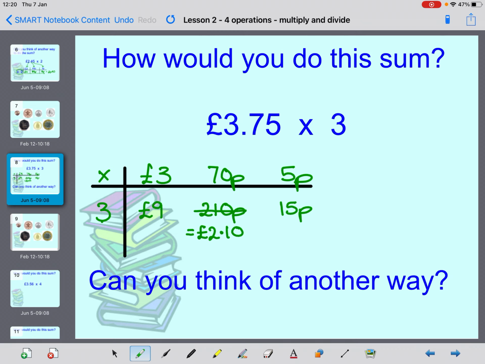Okay, right, so what do we have if we add all this together? 9 plus 2, that makes £11. And 10 plus 15 makes the 25 pence there. Okay, so that's one way to do it.